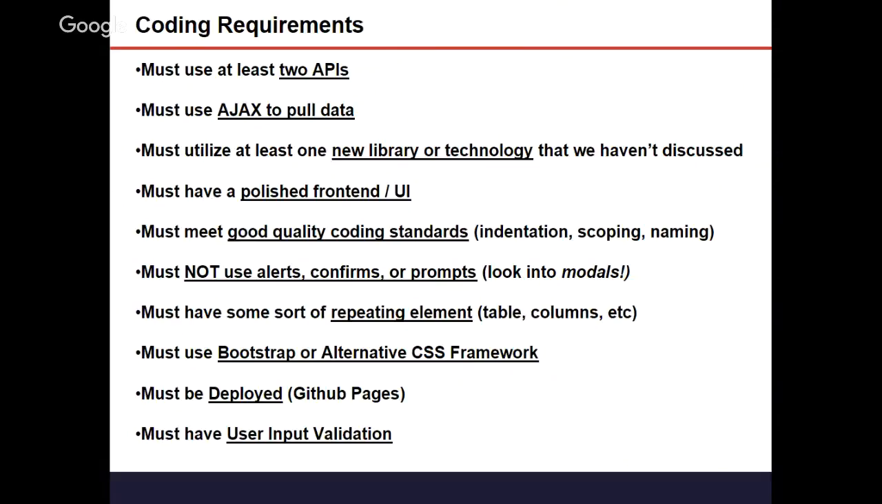All right, number 7, somebody. Must have some sort of repeating element, table, columns, etc. Okay, so you must have something repeat itself. I don't know why we need that one, but you should have a list of something repeating itself, some type of table, some type of columns. That is a requirement.